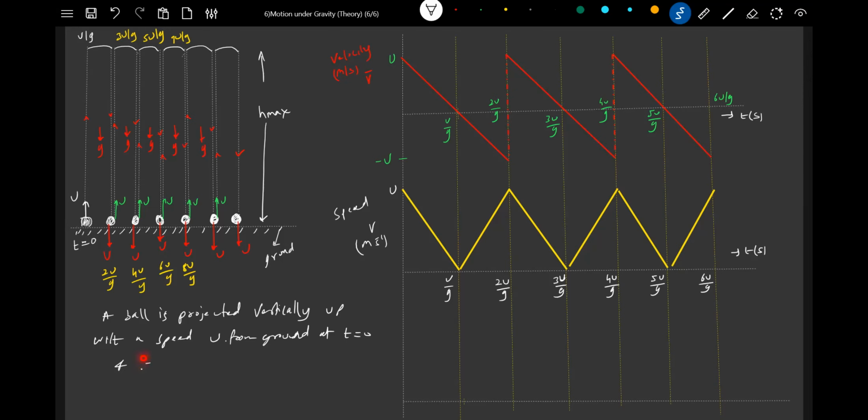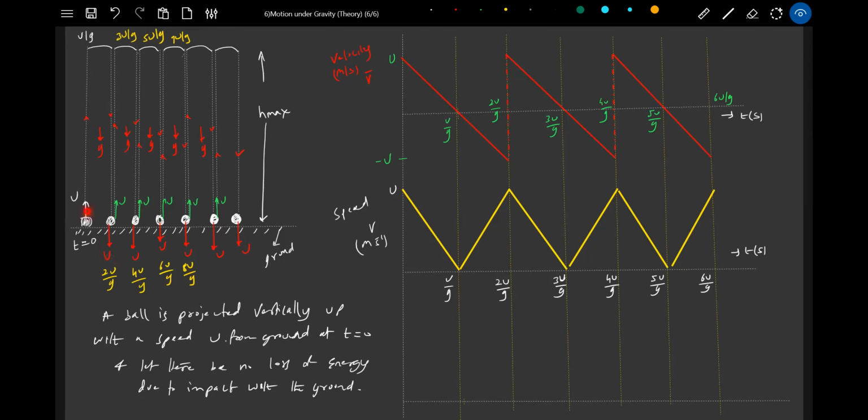And let there be no loss of energy due to impact with it. But practically there will be a loss of energy. It cannot rebound to the same height. So just after impact, this u will be less than the velocity with which it strikes the ground.